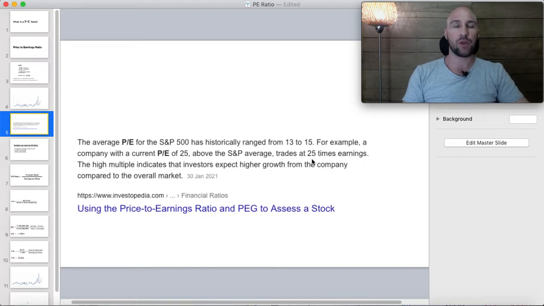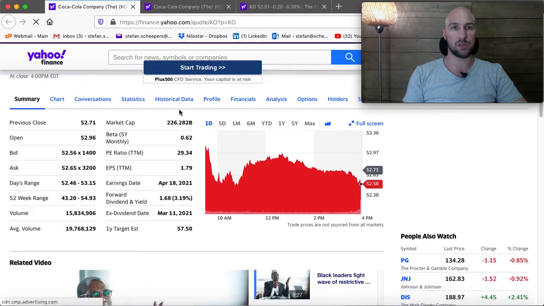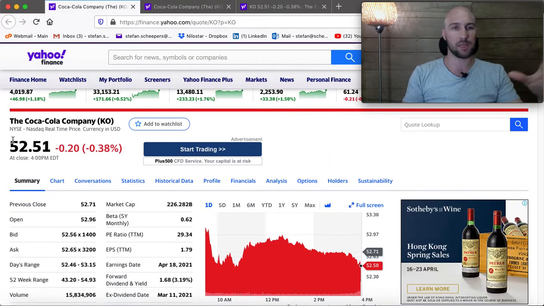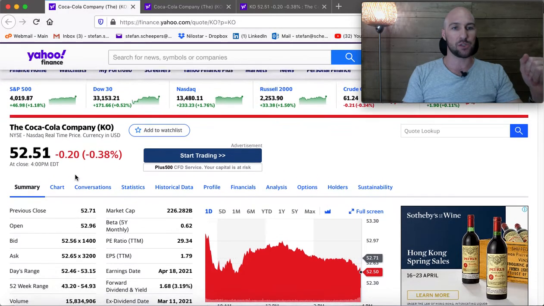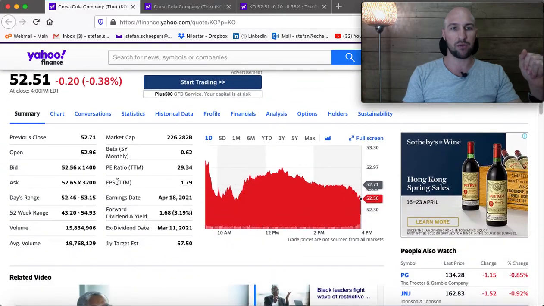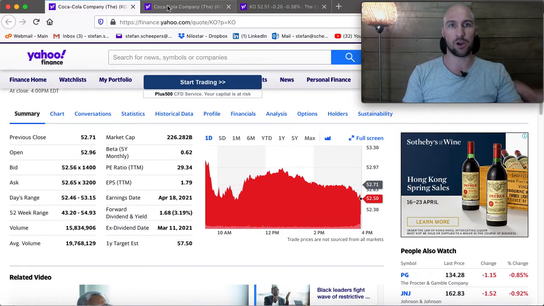Now you can get PE ratios super easy. You can just go on Yahoo Finance. I'm using the company Coca-Cola because it's a very well-known company and the numbers are easily and readily available. You go down to summary and you see that the PE ratio of Coca-Cola is 29.34. So basically you take the earnings that Coca-Cola makes for this year, multiply by 29, and that's how much you will pay for the entire company.